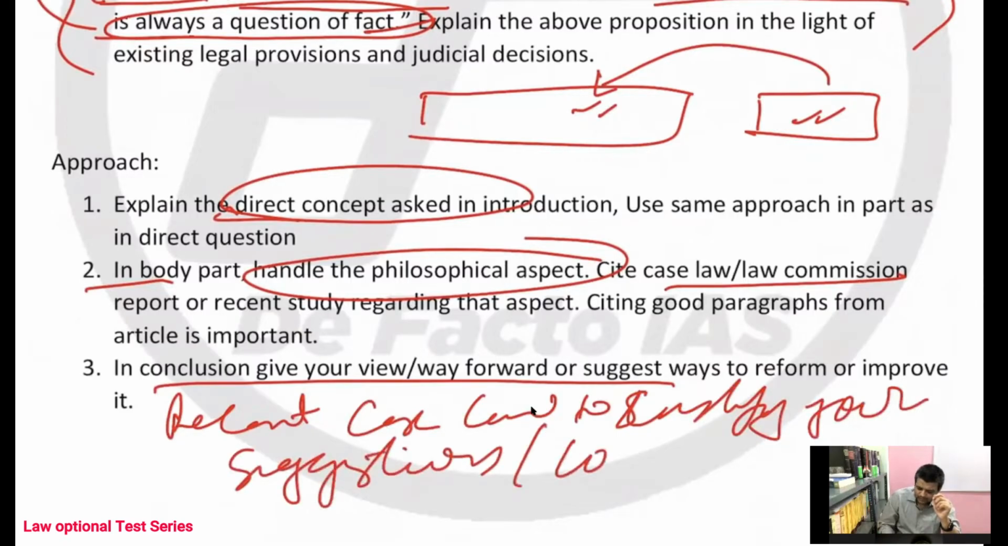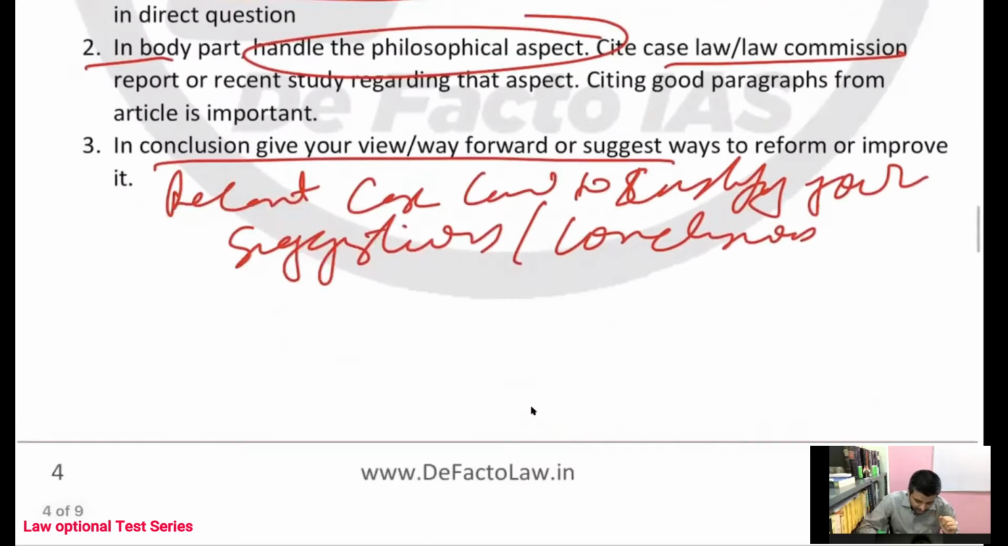Okay, or conclusion in fact also. And please do not give generic headline, generic subheading, conclusion, body, introduction, not at all. That looks very bad and you will get very less marks for that. Okay, that we will talk about now.